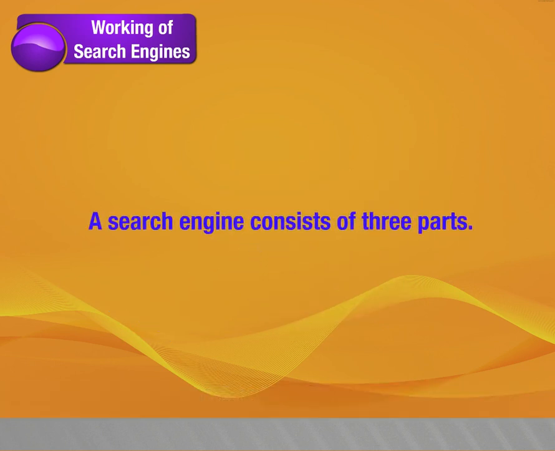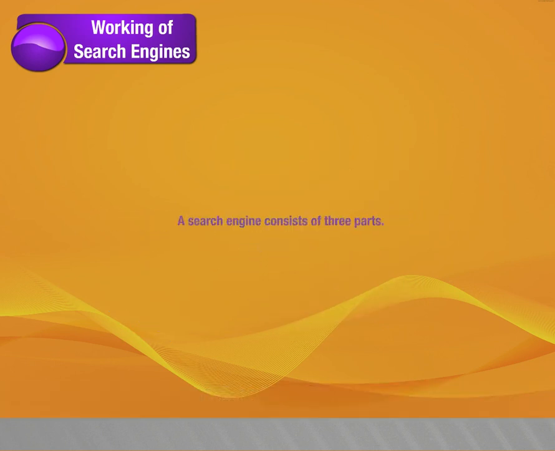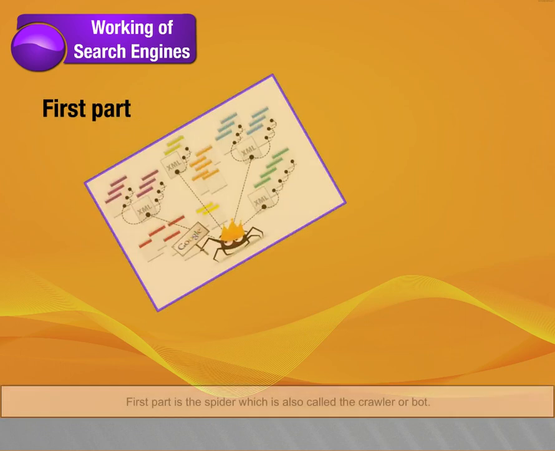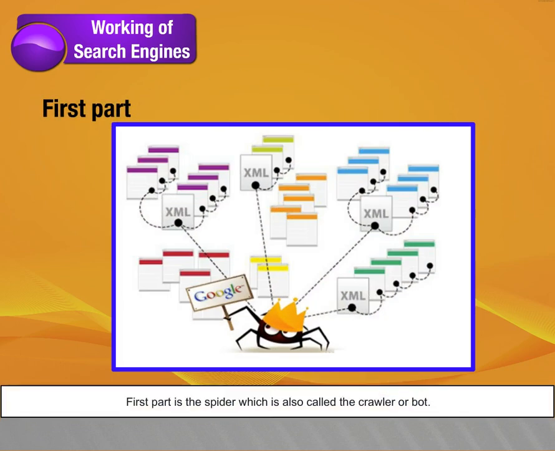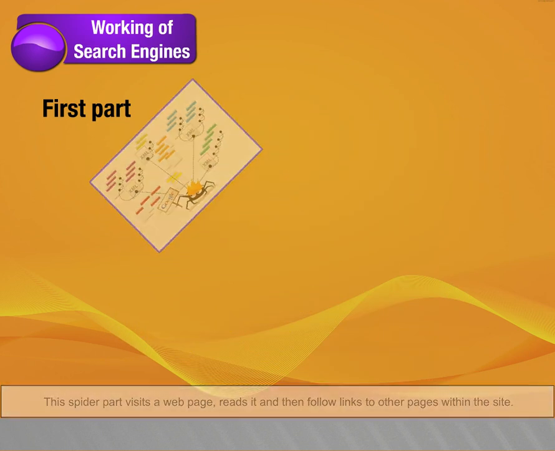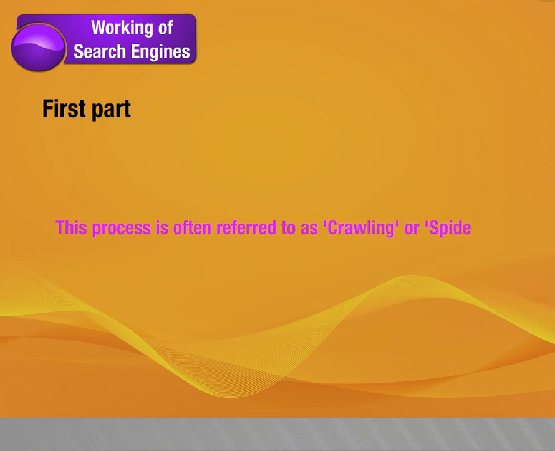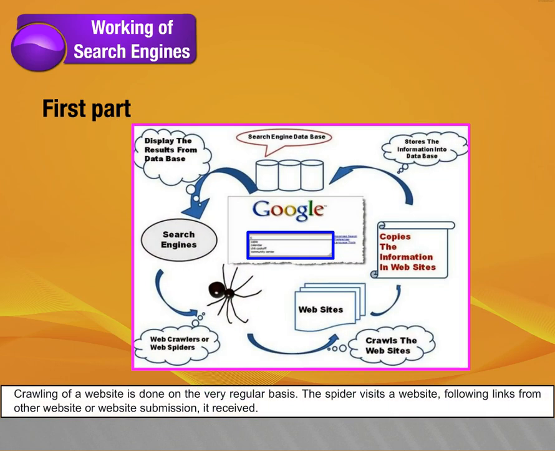A search engine consists of three parts. First part is the spider, which is also called the crawler or bot. This spider part visits a web page, reads it, and then follows links to other pages within the site. This process is often referred to as crawling or spidering. Crawling of a website is done on a very regular basis.